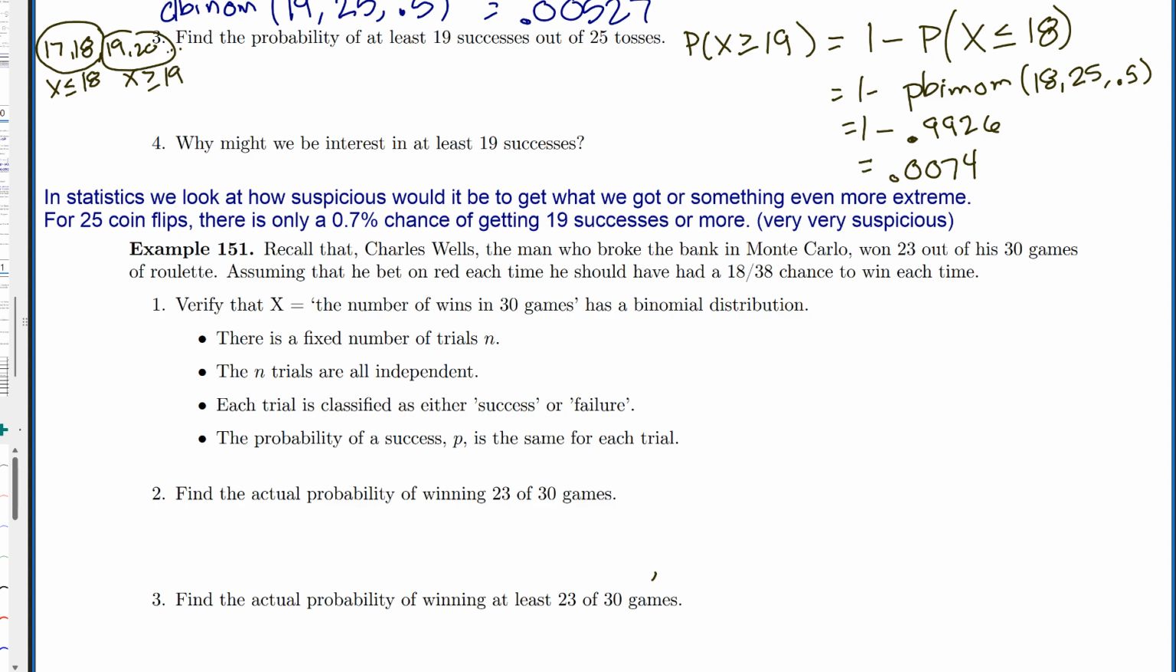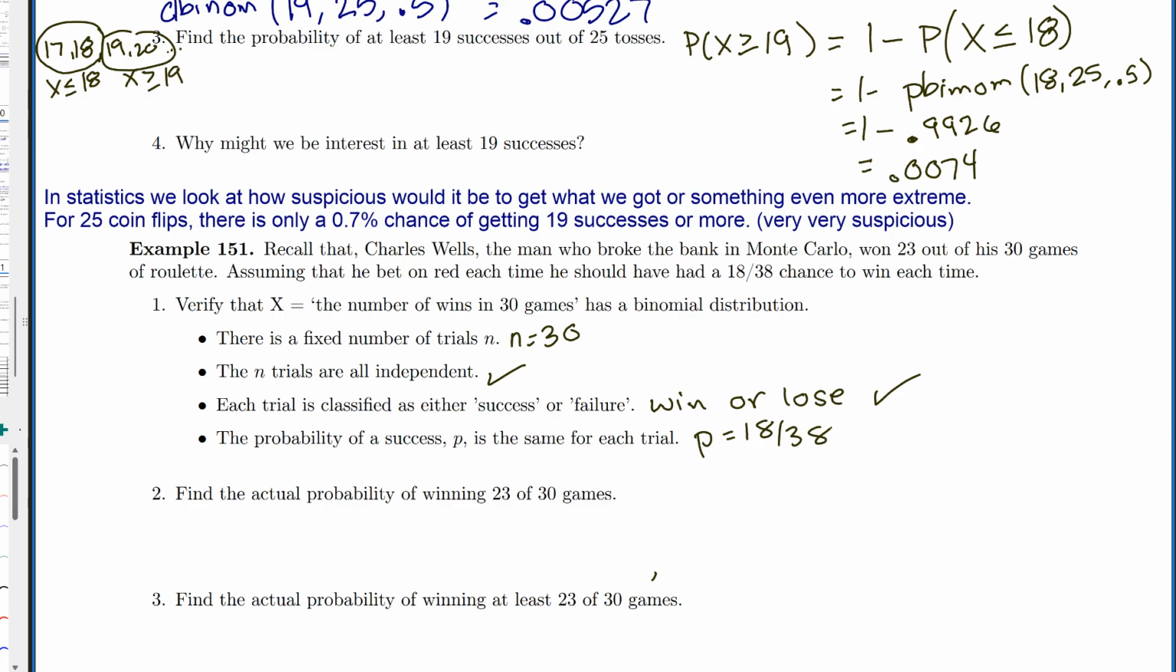So first we check, is there a fixed number of trials? We knew we were doing 30 games. Okay. The trials are all independent. Each game shouldn't affect the next game. Yeah. Each trial is either success or failure. In our case, it's either win or lose. There's only two options. Yep. And the probability of success is the same every time. Okay. Yep. Every time is going to be 18 out of 38.